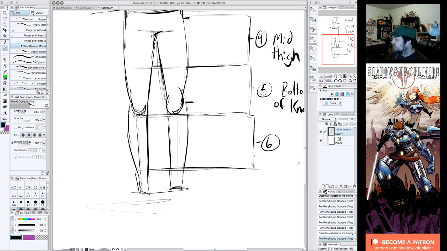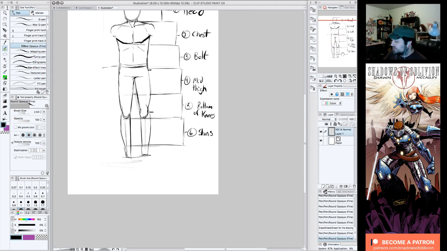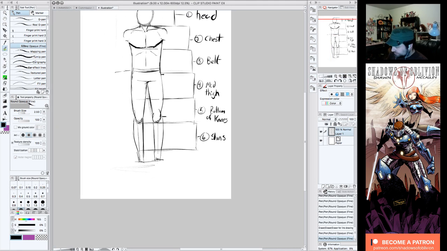Just so we have a marker here, the 6 head length I would say is the shins. And so the ankles mostly fall here on 6.5. And then obviously, if the 6th head length is the shins, that means the 7th head length has to be the feet. Measure that a little bit off there.